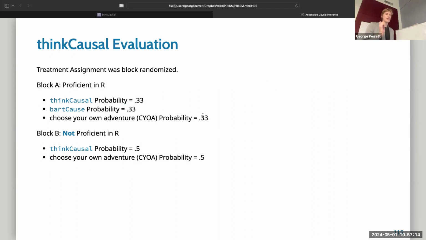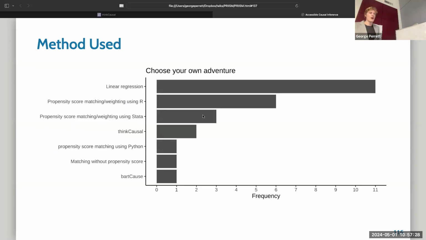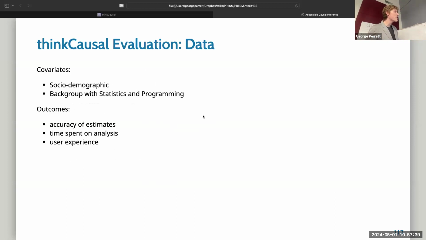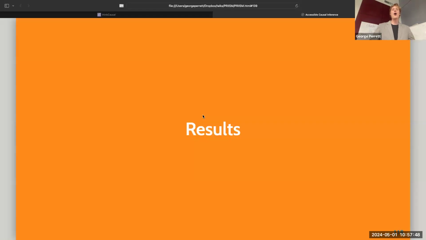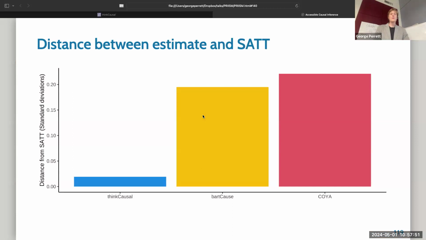We blocked based on proficiency in R. So if you were proficient in R, you could be in all 3 arms. If you were not proficient in R, you either used Think Causal or you chose your own method. So we only gave BART cause to people that had some proficiency in R. Among people that chose their own method, most folks used linear regression or propensity score matching. So those are the 2 most common approaches by people who picked their own path. We measured sociodemographic information, some background statistics knowledge, and the outcome we're really interested in is how well the estimation went.